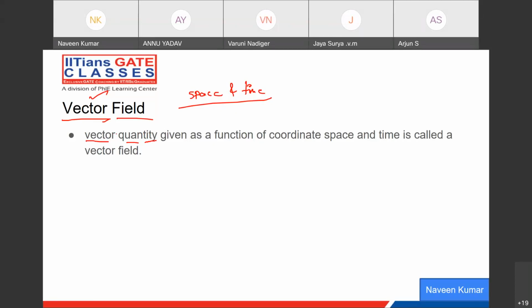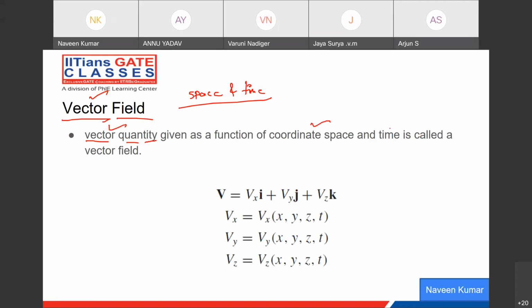Okay. So any vector quantity you can take, that will be a function of coordinate space and time, right? That will be the vector field. So let's take the example of velocity only. Velocity you can write in vector xyz components, vx, vy, vz, and vx, vy, vz will be functions of xyz space and time, right? So that will ensure the field. Because it is giving a function of xyz and time, it is actually giving the field. So we are defining a vector, so it is the vector field.